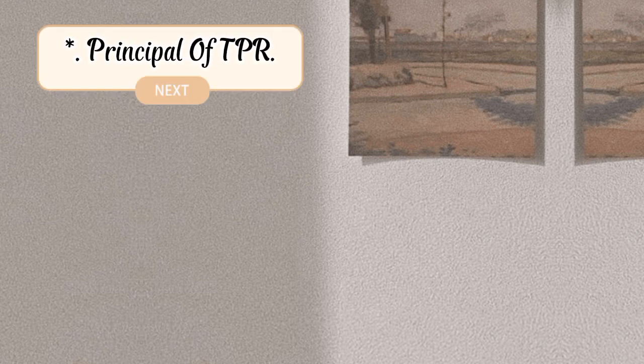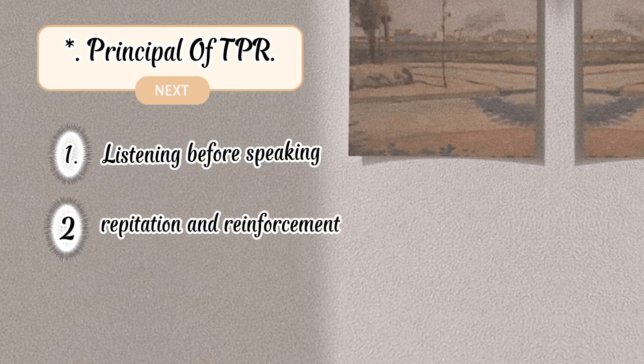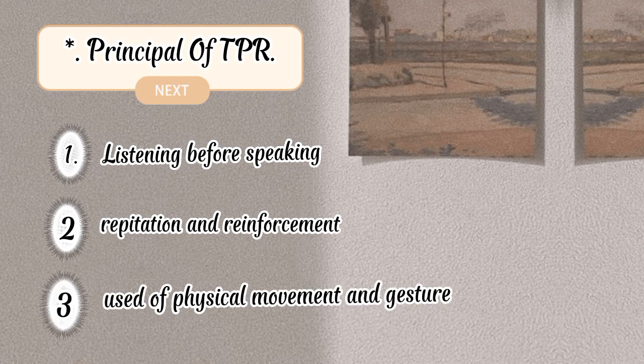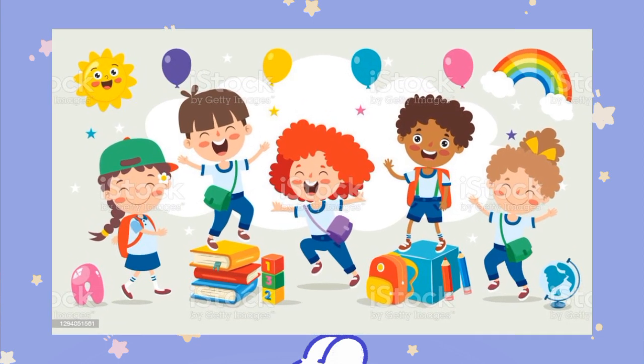Okay, next I am here to explain about principles of TPR. Here are some principles of TPR. First, listening before speaking. The second, repetition and reinforcement. The last, use of physical movement and gesture. Overall, the principle of TPR is to make language learning a fun and interactive experience that encourages learners to acquire language through meaningful context and physical movement.